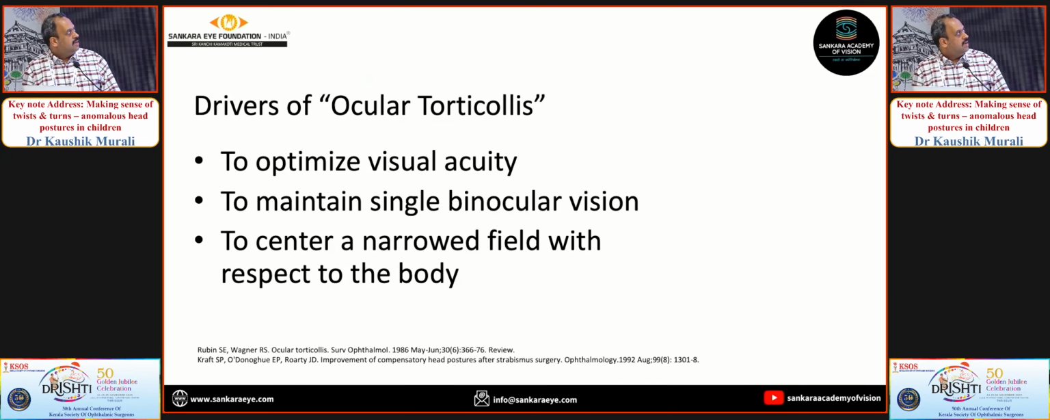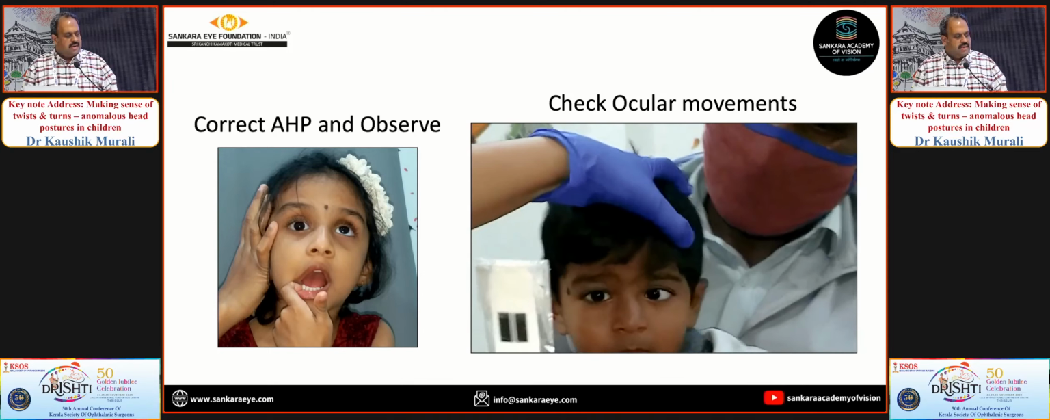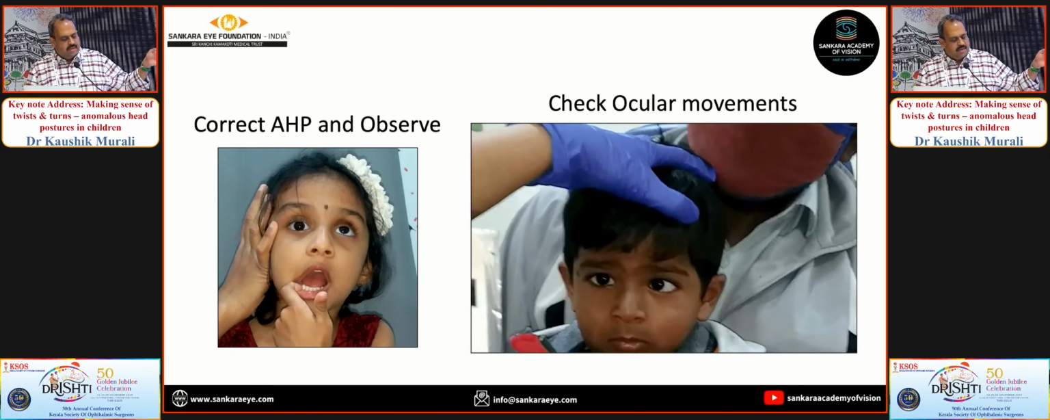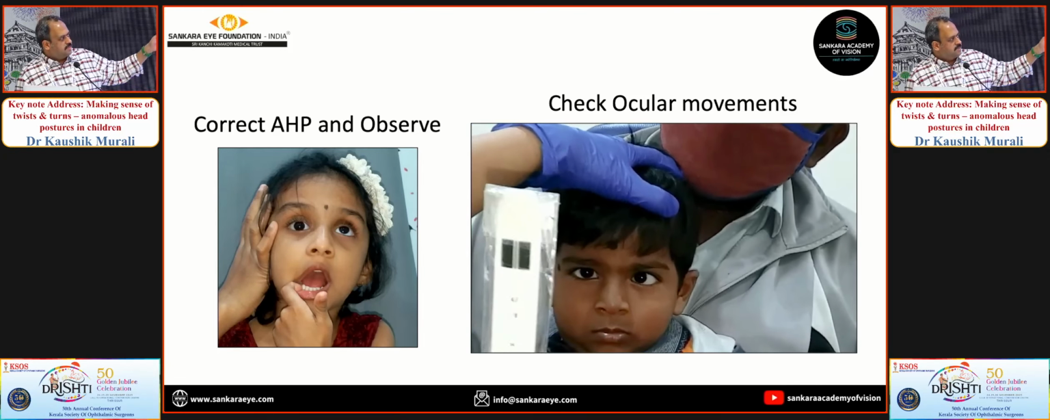To reiterate, ocular torticollis is driven by the need to optimize visual acuity, to maintain single binocular vision, and to center a narrow field with respect to the body. So this becomes especially important in terms of nystagmus children. So in any child, the first thing to do is to correct the AHP and observe. The minute you correct the AHP, the squint becomes very obvious. So you know that you're going to be handling a possible strabismus in the girl.